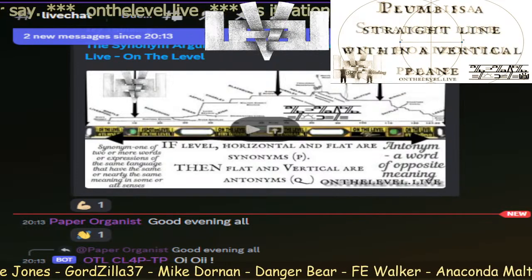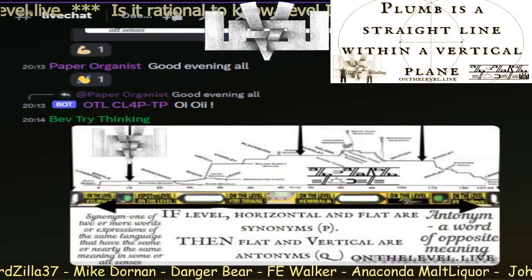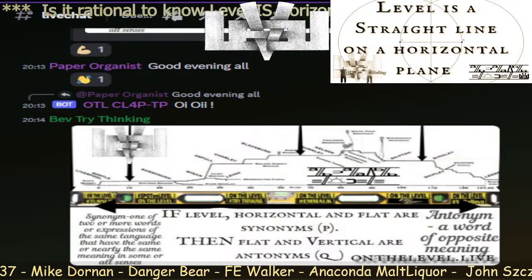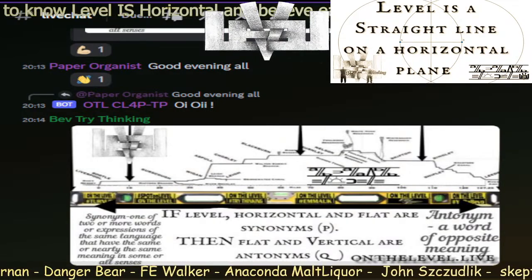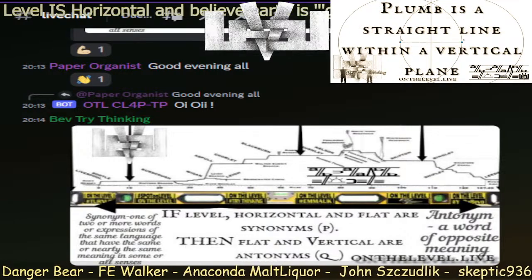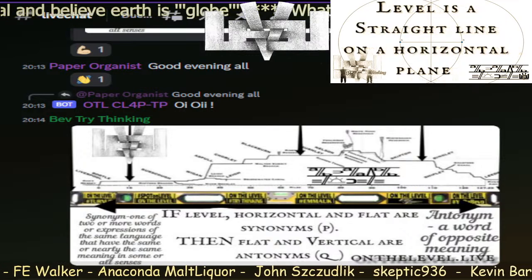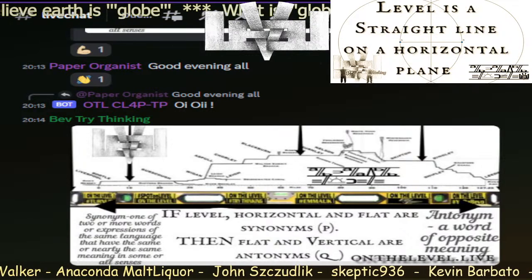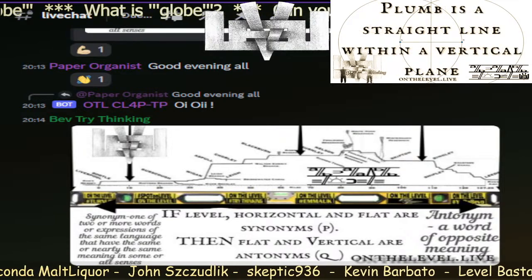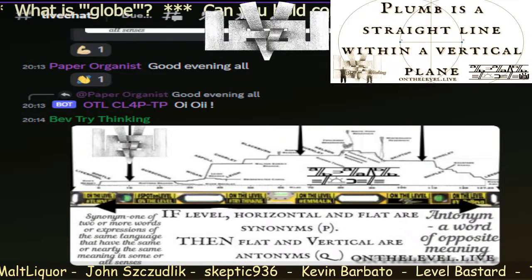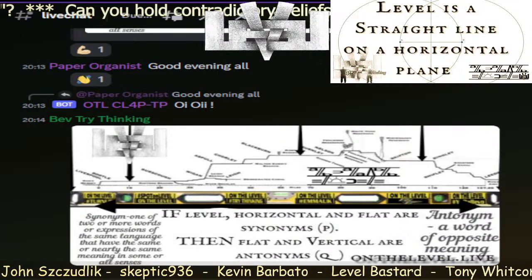I came up with this over the last few days when I heard the flat Earth guys. They were saying that they're synonyms, and I've heard QE say this as well. You know, flat, horizontal, level, they're all synonyms. So this is a rebuttal to what I'm calling the synonym argument.